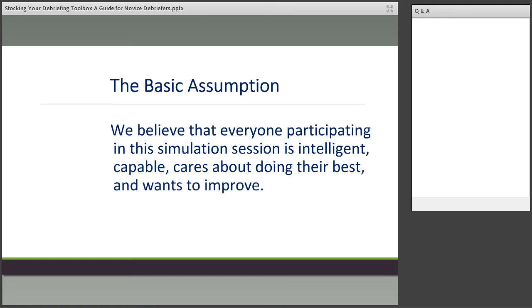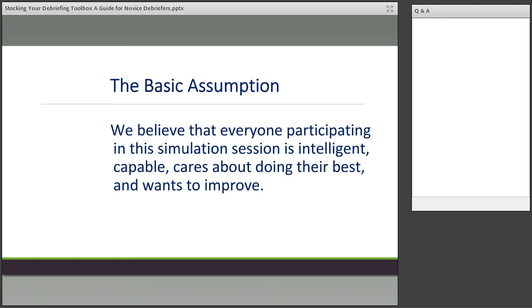So we believe that everyone participating in the simulation today, at Loyalist College or at the University of British Columbia or at the University of Saskatchewan, this session is intelligent, capable, cares about doing their best, and wants to improve. So if we share that with the students, and also as simulation facilitators and educators, we're keeping this basic assumption in our heads.